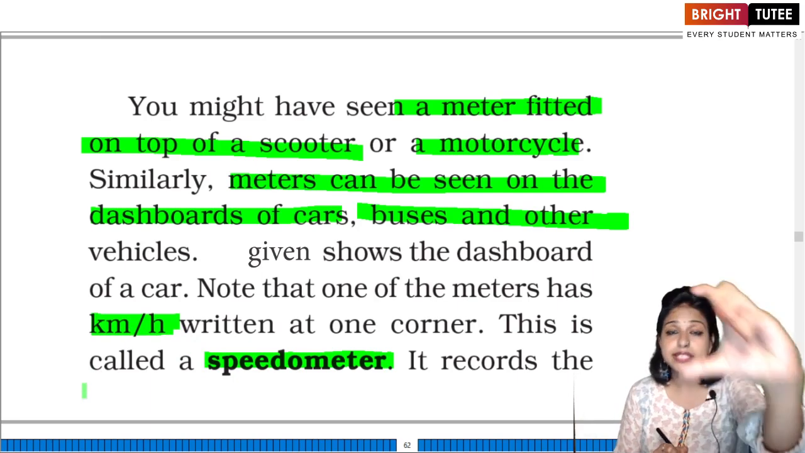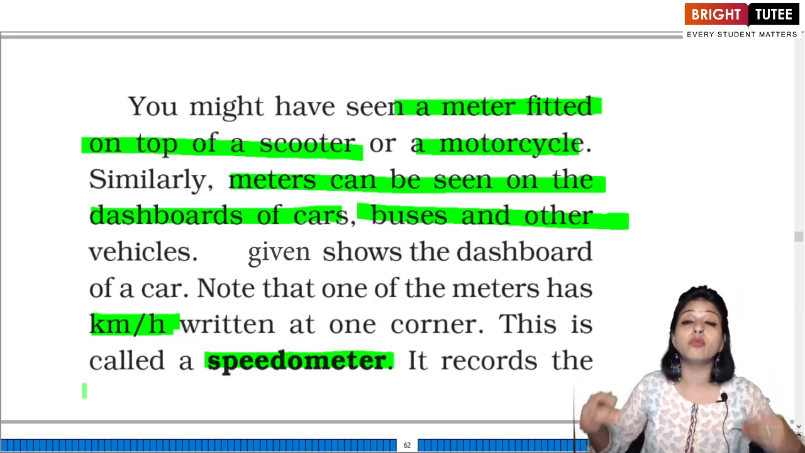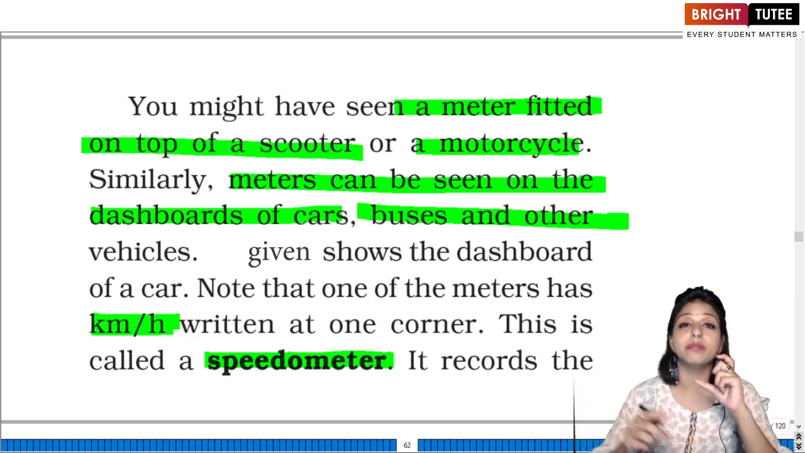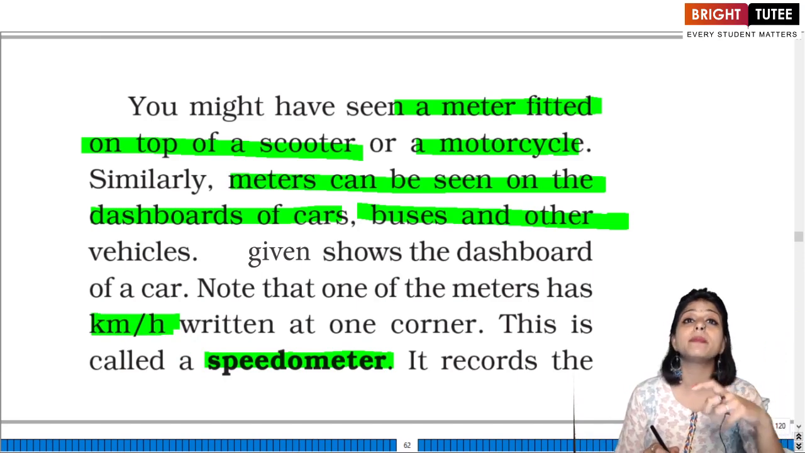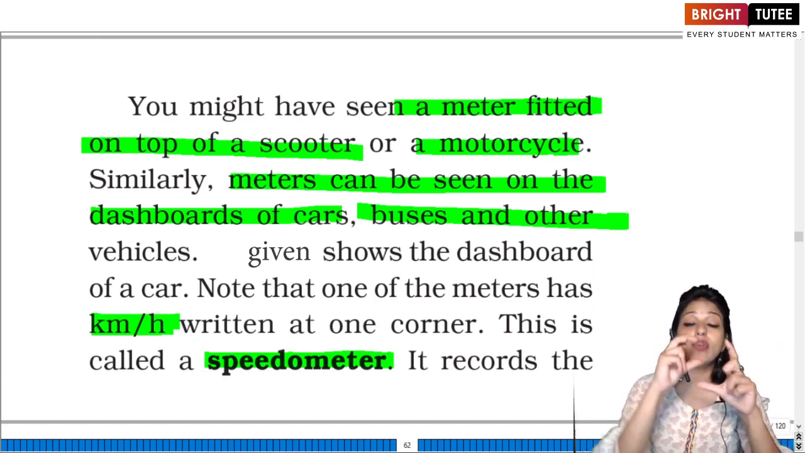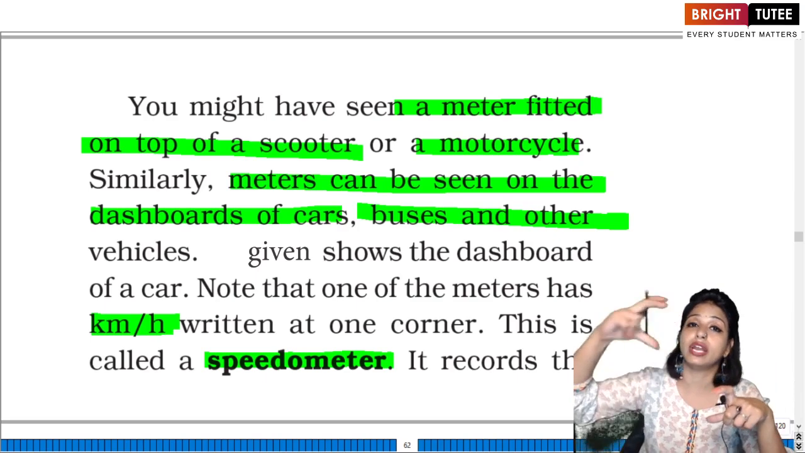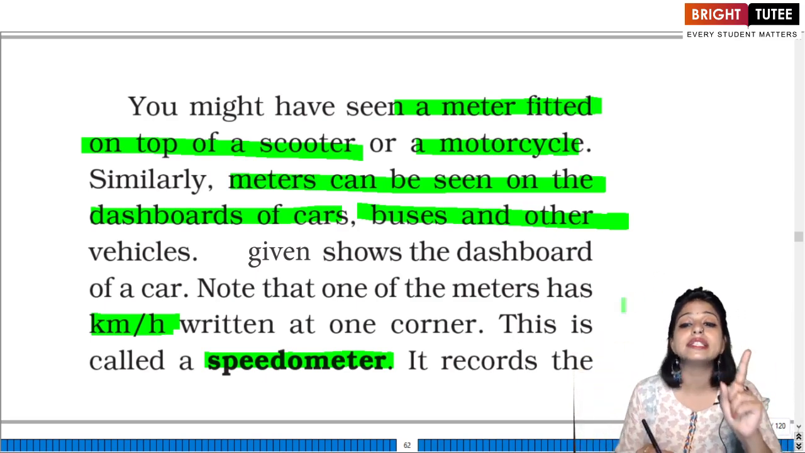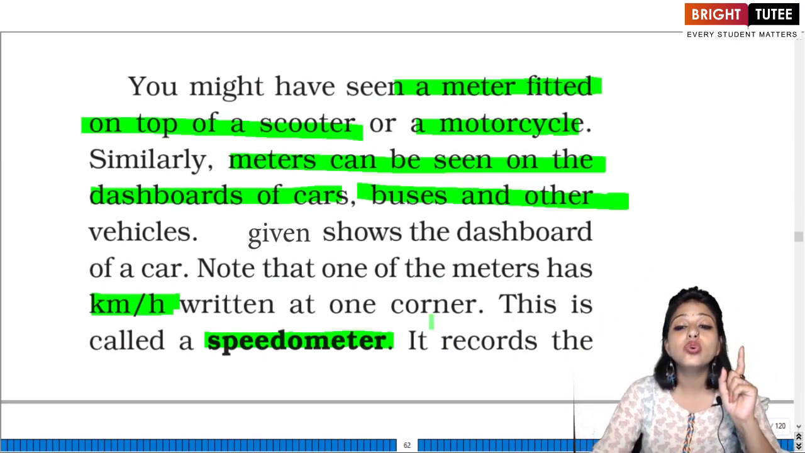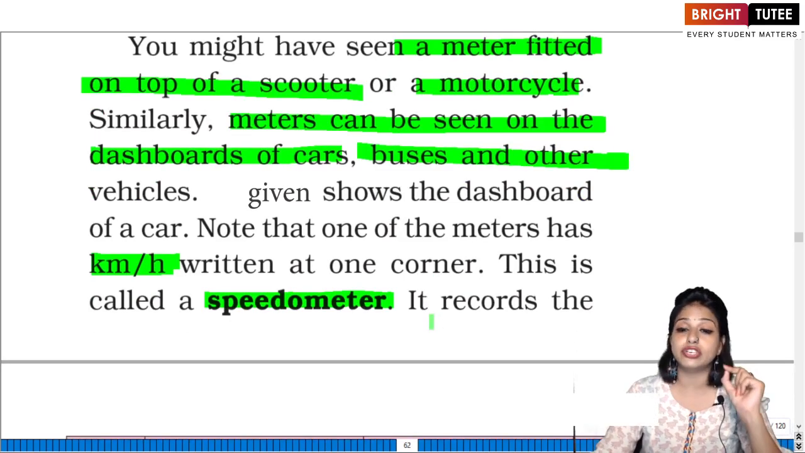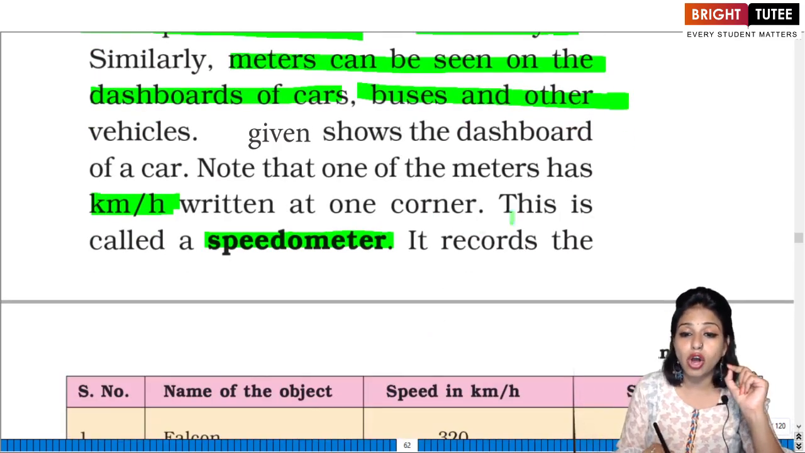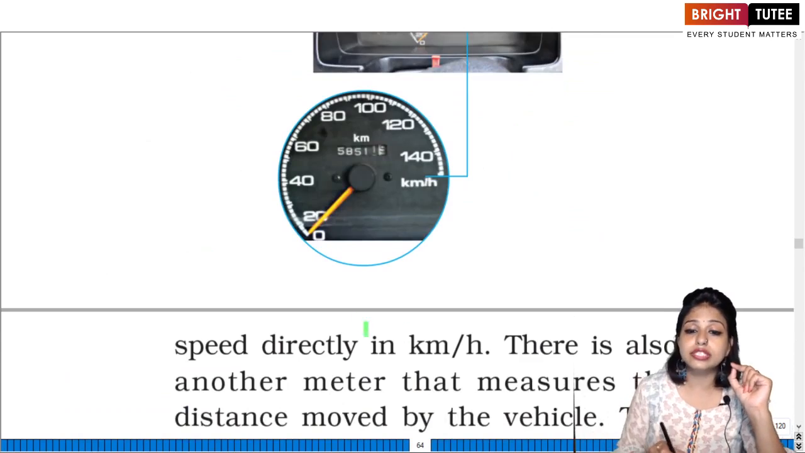So whatever number is coming, you can assume that you are moving with that speed at that moment. So 30 km per hour means your speed is such that you can cover 30 kilometers in 1 hour. The speedometer hence is the device used to note or measure the speed. It records the speed directly in kilometer per hour.